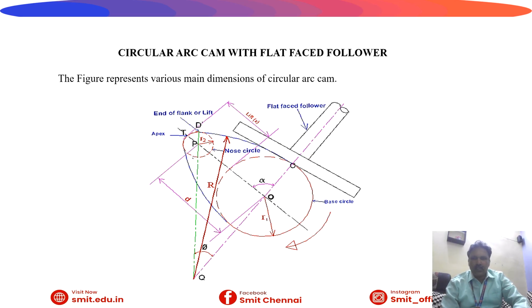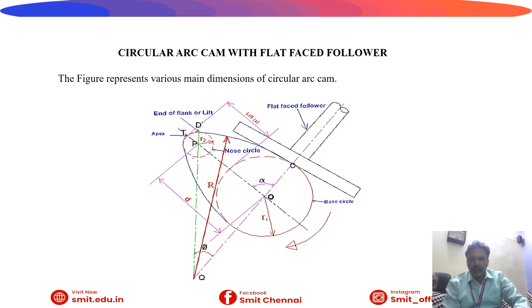Now this diagram gives the main dimensions of this circular arc cam. What are the major parts? Apex is the end part of the nose, that is the topmost portion of the nose. Then there is the flat face follower, which is touching the base circle.